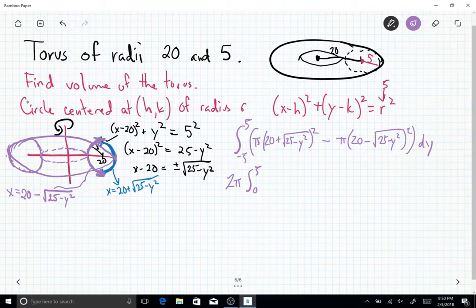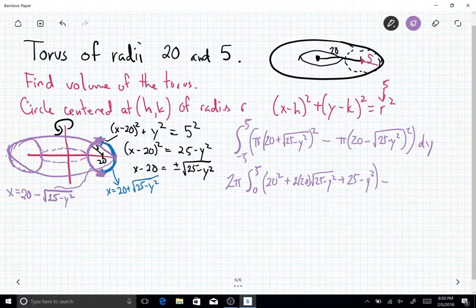And so this thing becomes 20 plus square root of 25 minus y squared, that quantity squared. So what does that thing look like? I'm going to just write out 20 squared plus 2 times 20, and you'll see why I'm not actually simplifying this just yet, times the square root of 25 minus y squared, and then plus 25 minus y squared. That's the first portion.